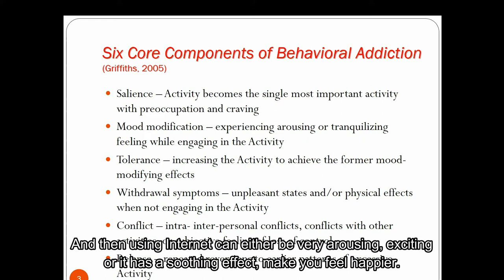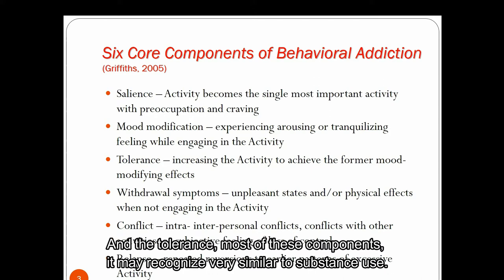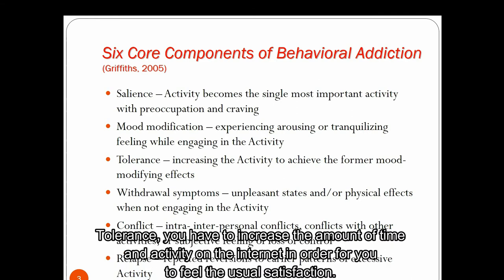Then, using the internet can either be very arousing and exciting, or it has a soothing effect that makes you feel happier, and when you feel sad, you feel calmer. So it's mood modification, or an alteration activity. And then tolerance. Most of these components you may recognize as very similar to substance use. Tolerance is when you have to increase the amount of time and activity on the internet in order to feel the usual satisfaction.